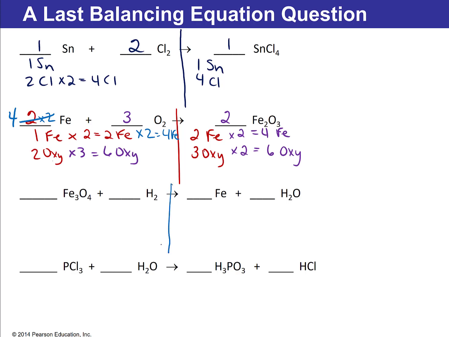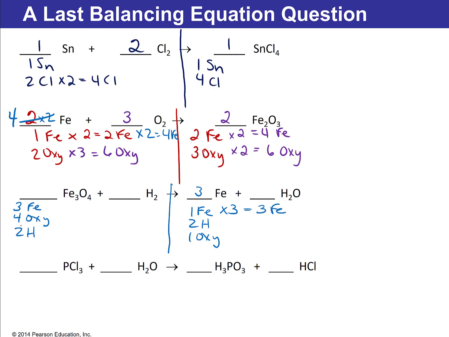Next one, draw your line, make your list. Then go through, find the ones, they're all found singly, so you can just pick one. I just automatically usually start with the one at the top. So 3 irons here, 1 iron on this side. So I'm going to need 3 iron in front to give me 3 iron.